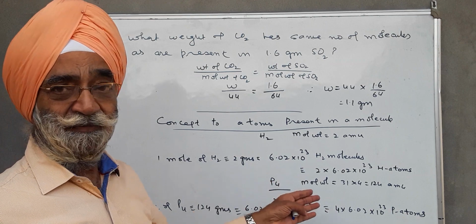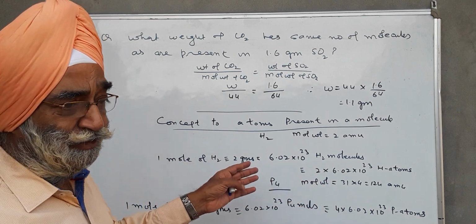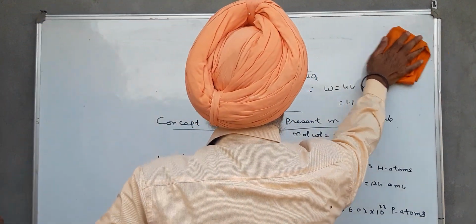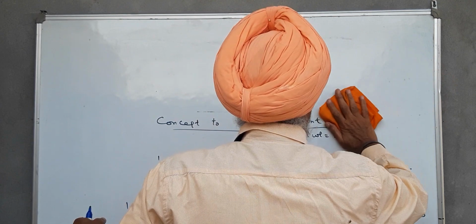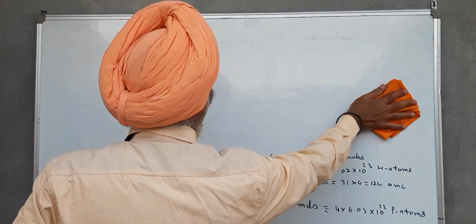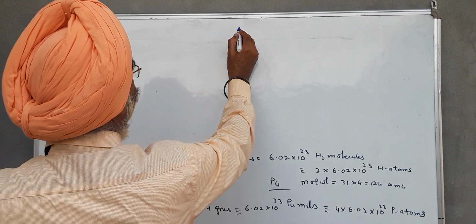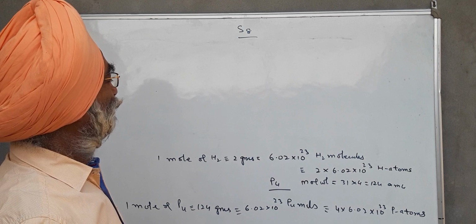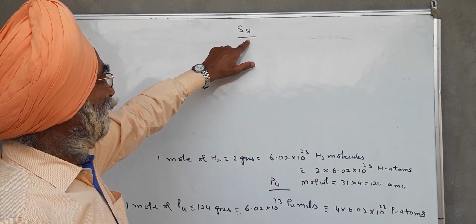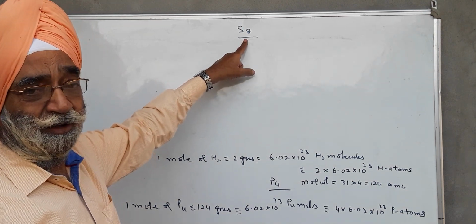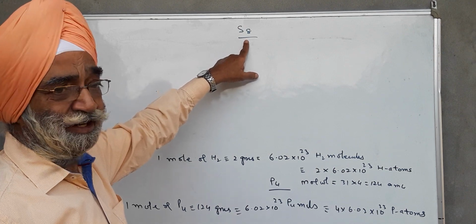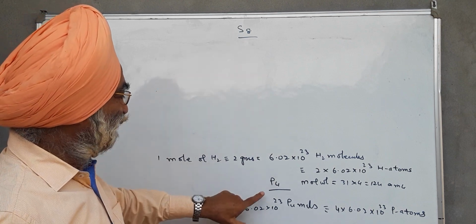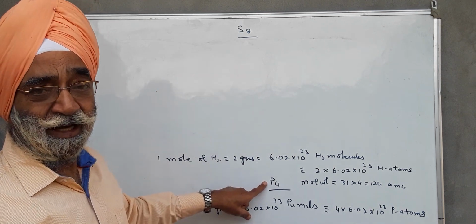So moving ahead with different examples, we have another example. We are extending the concept called mole concept. We have S8. Sulfur exists in the form of S8 molecules. 8 sulfur atoms form one molecule. We shall study it in 12th class, the shape of S8 molecule, the shape of P4 molecule, and so on.